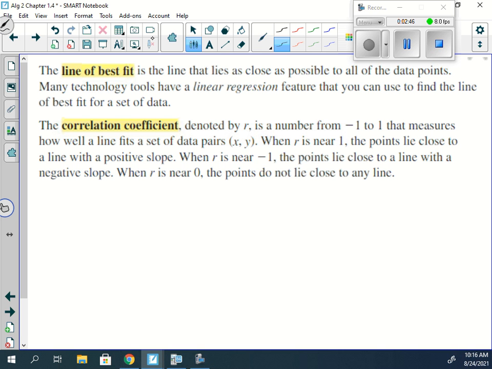If R is near 0, the points do not lie close to any line. There is no line that will well define the data. It just doesn't work. So we really want it close to -1 or 1. The best ones are within 0.05. So we're talking about 0.95 or -0.95 are going to be great fits for the data if they're at that point or better.